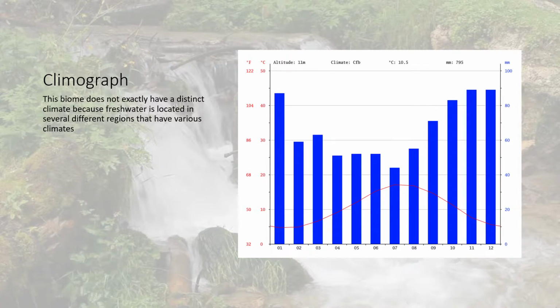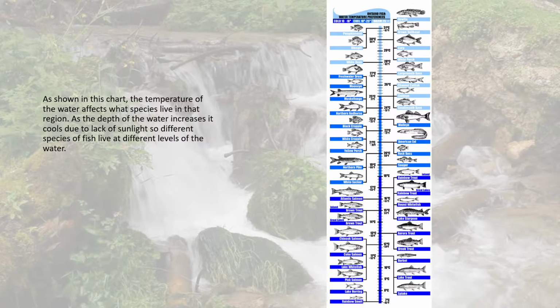Since freshwater is not designated to a specific region, there is not necessarily a climate that is given just to the freshwater biome. The climate depends on where the water is located and what the climate is like in that region. The creatures that inhabit this biome depend on the climate of the location, but species that live in the water depend on what temperature they are comfortable with. As you can see by the graph, species of fish vary depending on water depth. As depth increases, the water cools due to lack of sunlight.